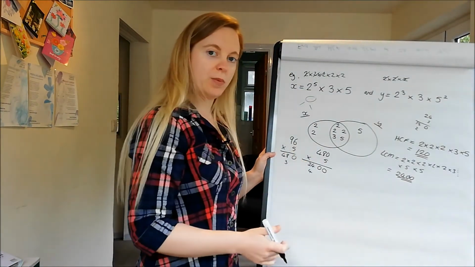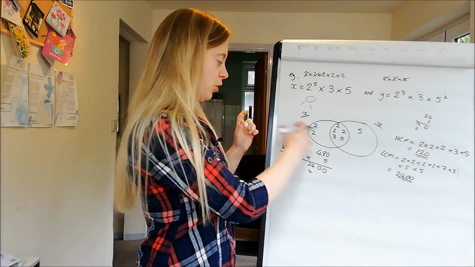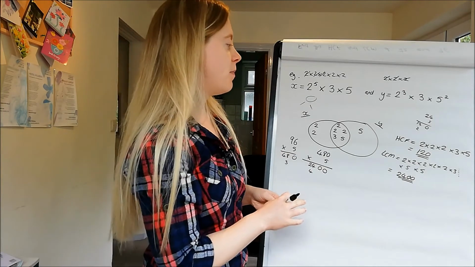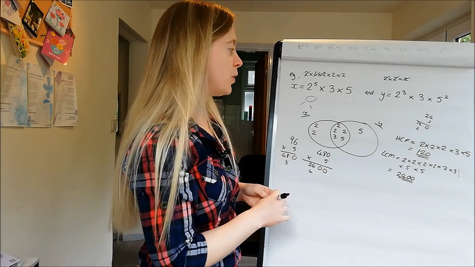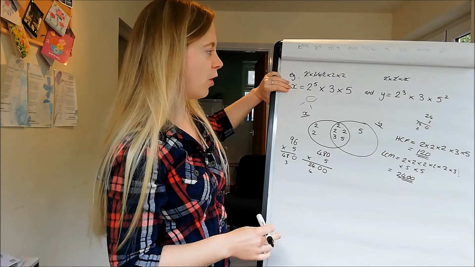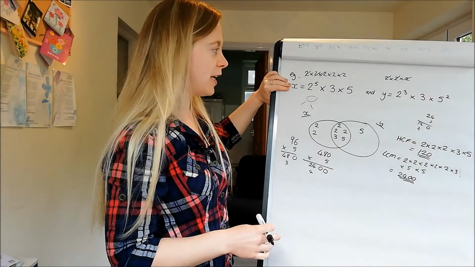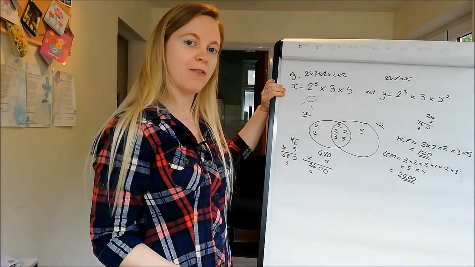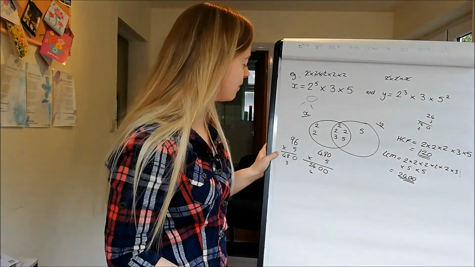Doesn't matter if your multiplication is slower than mine. We're all doing the same thing. I might just be doing it a little bit quicker. But that's why you have to be able to do long multiplication without a calculator. So if you're given the number in index form, it looks worse, but it's actually easier because they've saved you some work and you can just jump straight to the Venn diagram. All right.